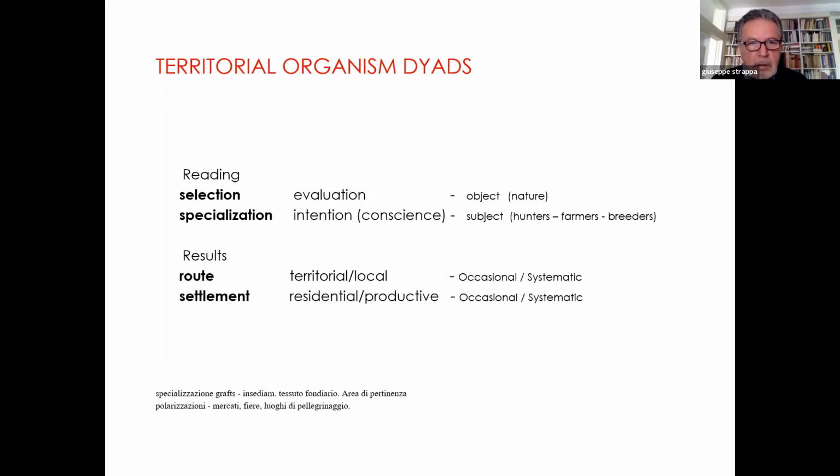So we can speak about a territorial organism as formed by dyads, a couple of terms, opposite and complementary. The reading is made by selection and evaluation, which deal with the object: nature is objective, a hill is a hill, a valley is a valley, and so on. And the specialization deals with the intention, the conscience of the subject. And it depends on the culture of the subject. Because the specialization, the interpretation, we can say, of the matter, of the soil, depends on the intention, the culture of the subject.